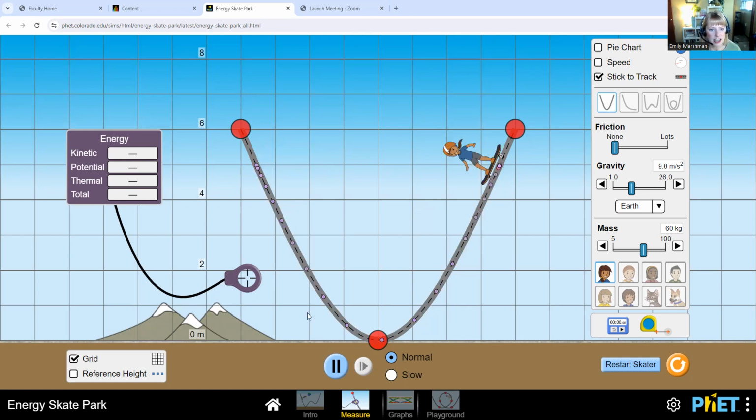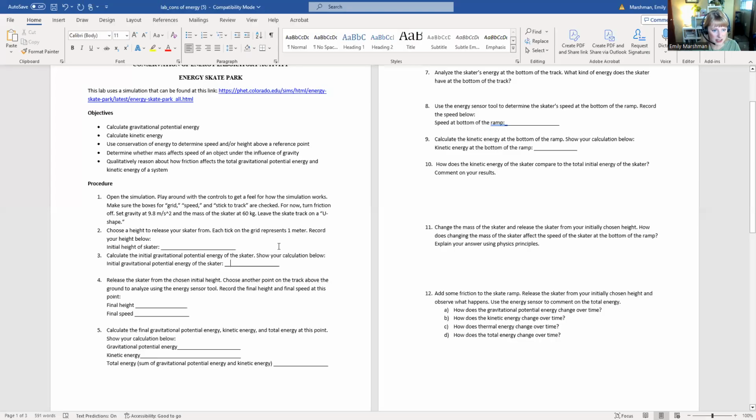So let's say we started him from 5 meters above the ground. I guess it's actually a her, sorry. Let's say we started her from 5 meters above the ground. Let's determine her initial gravitational potential energy. So I'm going to go back to the lab manual. Sorry. And I'm going to type in the initial height of the skater we chose was 5 meters. You can choose a different height if you want. It doesn't have to be 5.